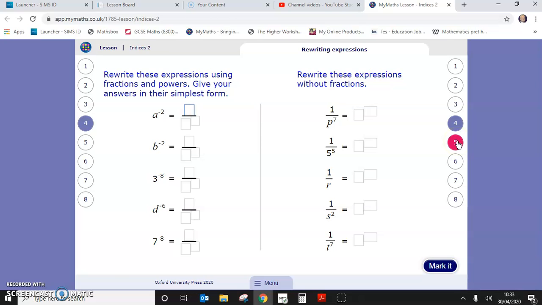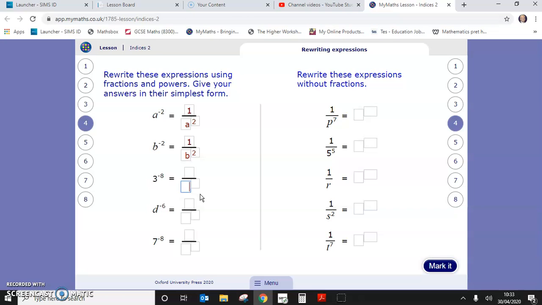Let's give it a go. A to the power of -2. So we know the top one's going to be 1. The base number stays the same. Becomes a to the power of 2. Top number will be 1. B to the power of 2. If you want to pause the video and finish the rest and then restart, give it a go.